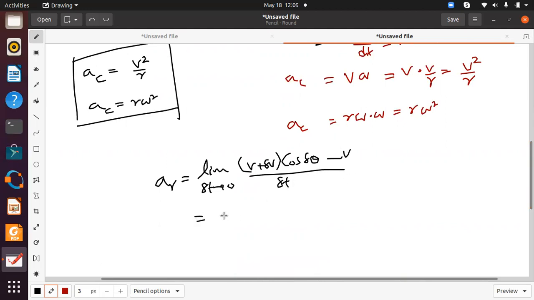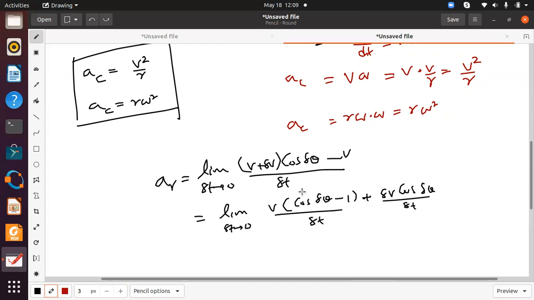Now let me rearrange this. Limit as delta t tends to 0. I can factor out v from this: v (cos delta theta minus 1), plus delta v cos delta theta, all divided by delta t. So I'm going to apply the delta t division to both these expressions.